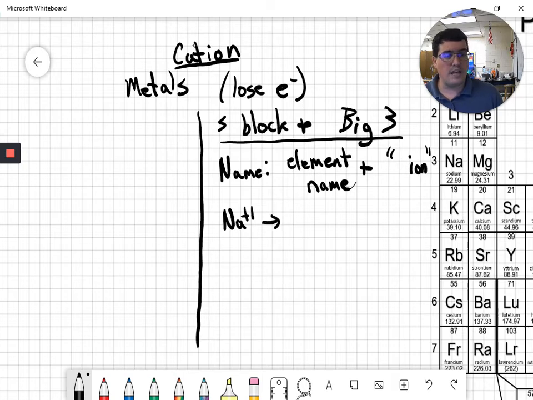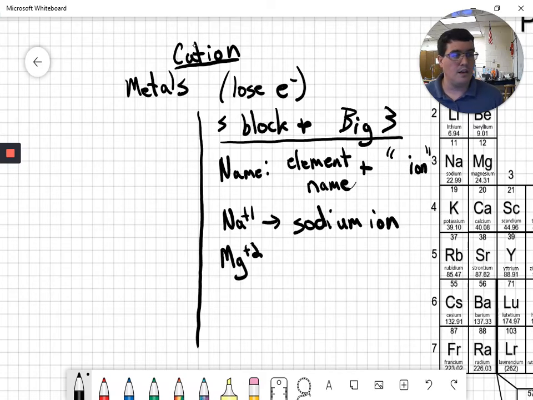All right, so how do we name that thing? Well, that would be sodium ion. Right next to that is magnesium. Magnesium is also in the S block. It is in group 2, and so we call this thing the magnesium ion.